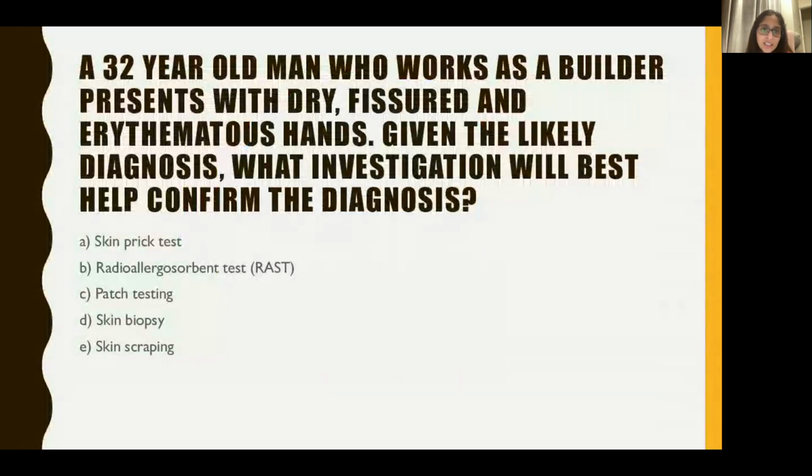So the first question is, a 32-year-old man who works as a builder presents with dry, fissured and erythematous hands. Given the likely diagnosis, what investigation will be best to help confirm the diagnosis? A. Skin prick test. B. Radioallergen absorbent test. C. Patch test. D. Skin biopsy. E. Skin scraping. See if you can put in whatever option you think is correct in the chat box, and then we can go through the answer.